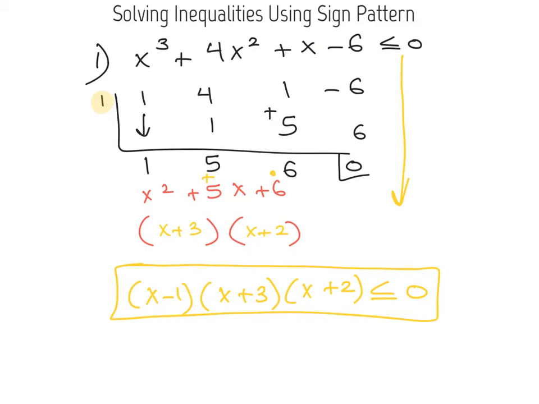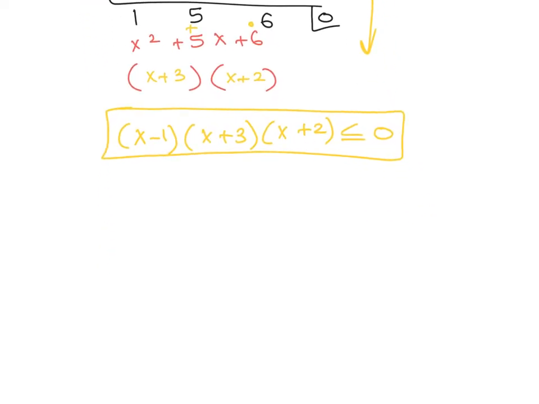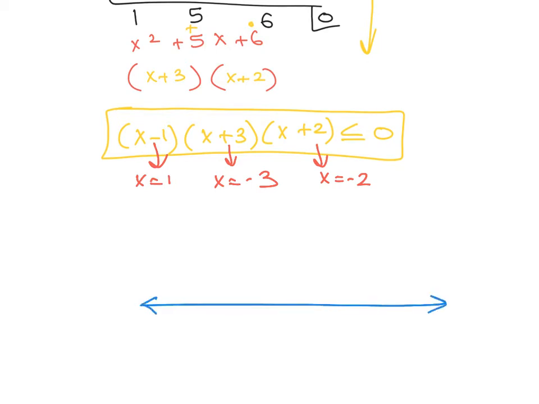So definitely move everything to one side of the equation and factor, using synthetic division or any other method of your choice, whatever works. Now, the second step is to come up with the roots. The first root is 1, that's negative 3, and that's negative 2. Now remember, we are not graphing, we are trying to solve this algebraically. So step number 3 is to put those roots on the number line, from smaller to larger.